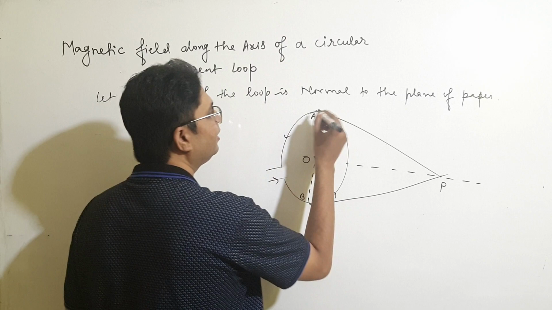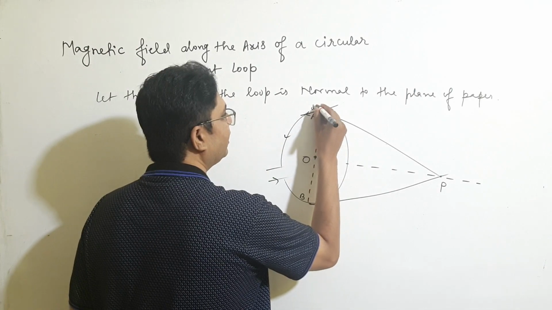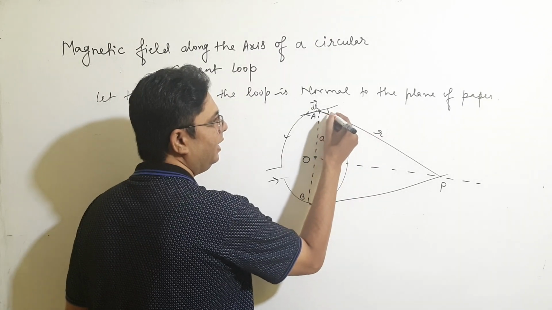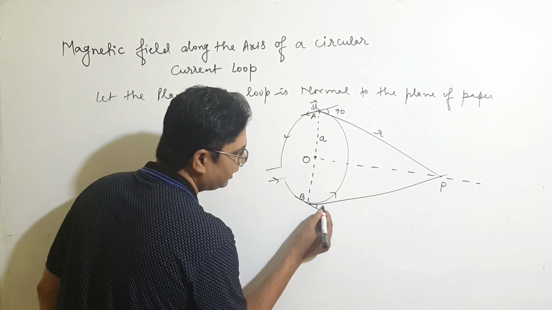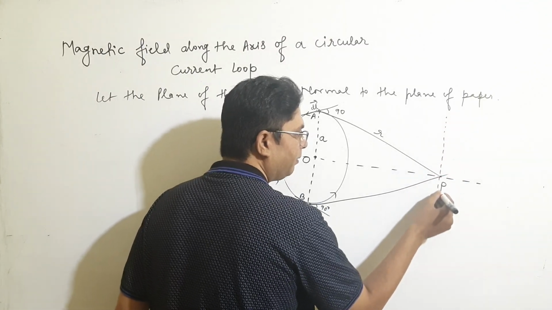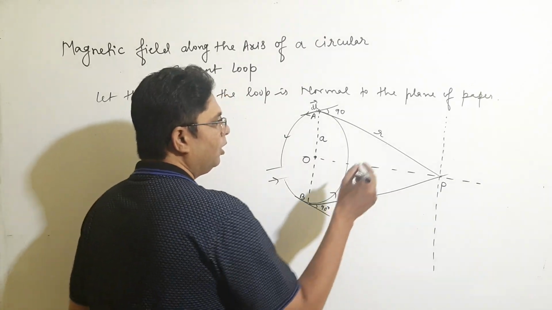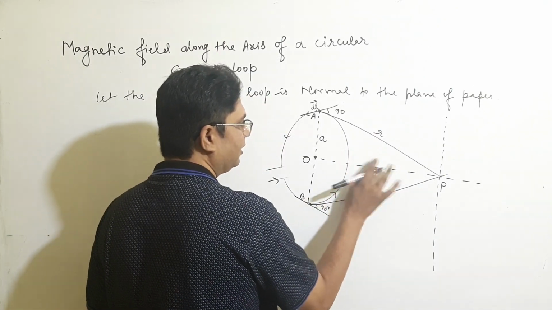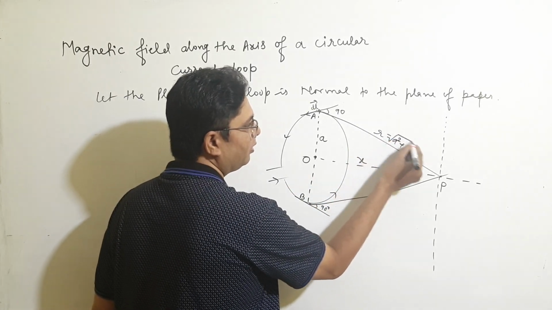Here is the current element. Here is a current element dl, tangent. This is the dl current element. So the current element and this line r make an angle theta of 90 degrees. Same here also, if you take the current element on this side, it makes 90 degrees. Now let us have a normal here at point P, so that it appears as x and y axis. Now O to P is x, so r is the square root of a square plus x square.